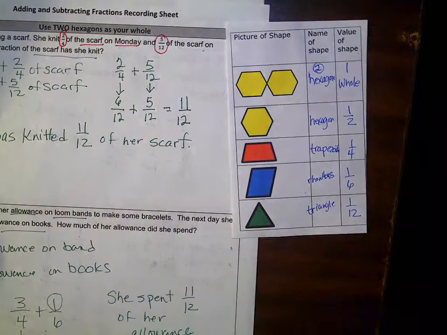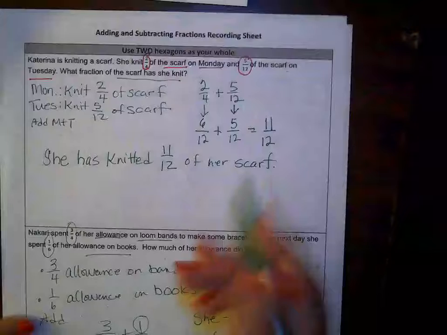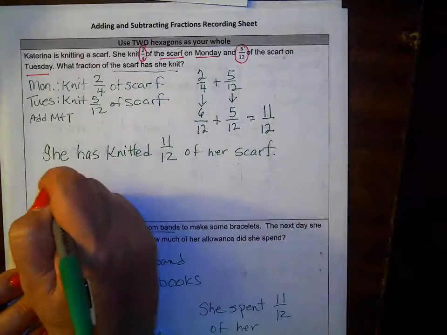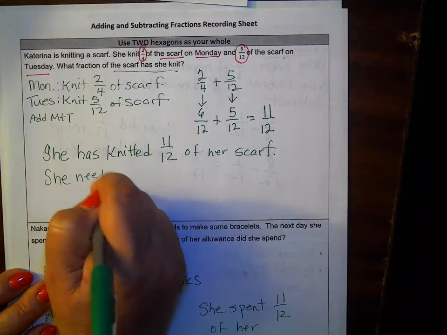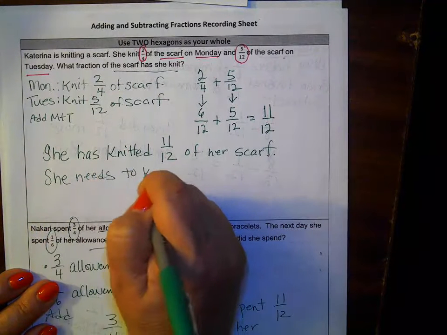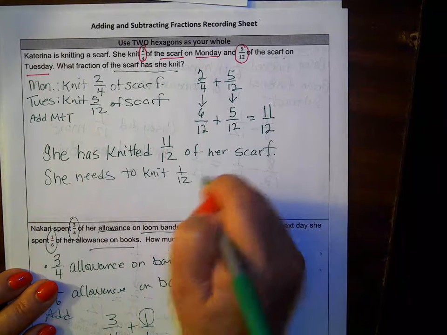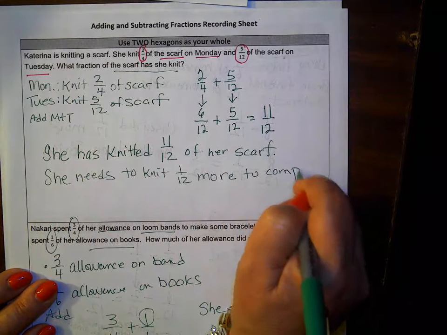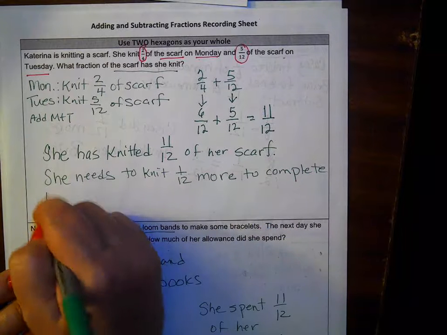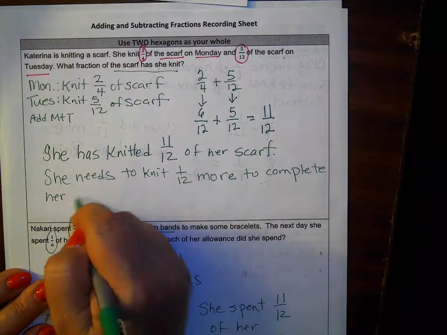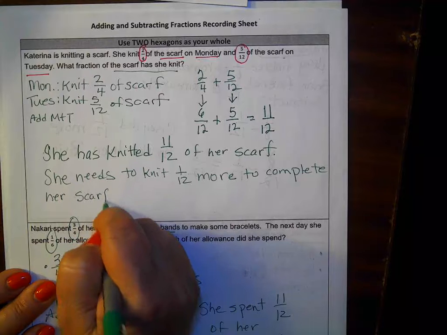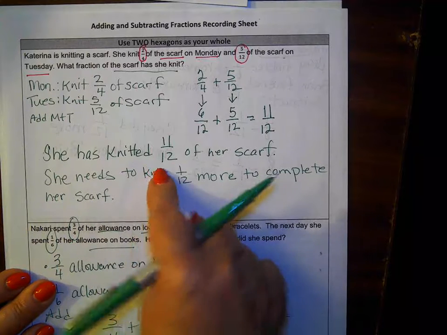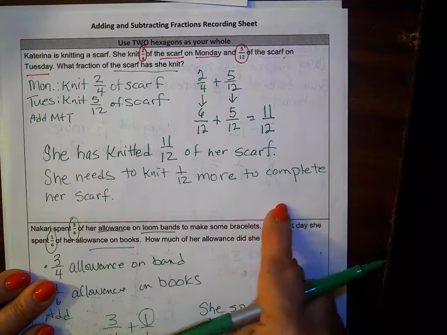I did talk to other classes on this one right here, wanting to let you know I wanted you to add the extension. She's knitted 11/12 of her scarf. She needs to knit 1/12 more to complete her scarf, or to finish her scarf. I just want you to be able to see that relationship, that if you've done 11/12 of it, you're only 1/12 away from completing it.